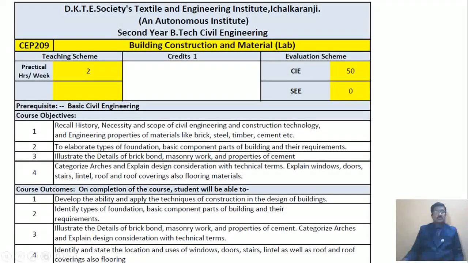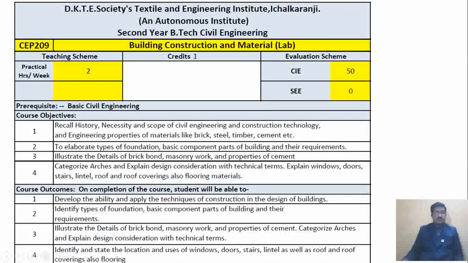Then we'll move to the laboratory work. For laboratory, we'll have to spend 2 hours per week in the laboratory. Then continuous work is there, which is assessed as evaluation, CIE, of 50 marks, and the prerequisite, as I told, is basic civil engineering. The course objectives and course outcomes are again associated with the theory itself.